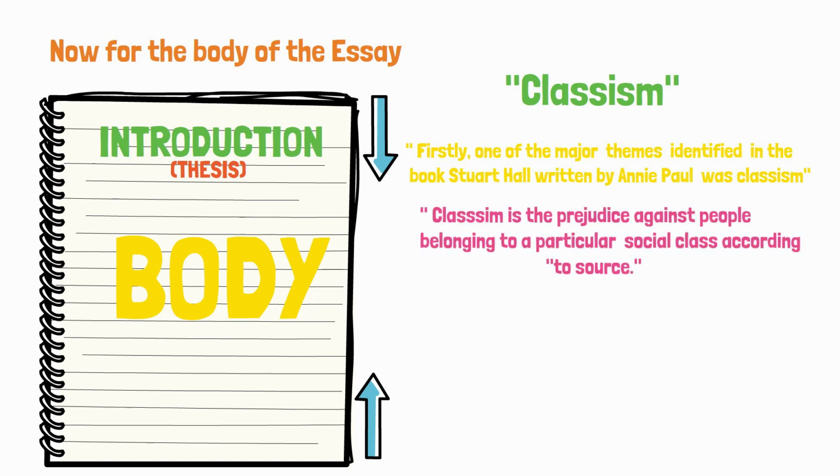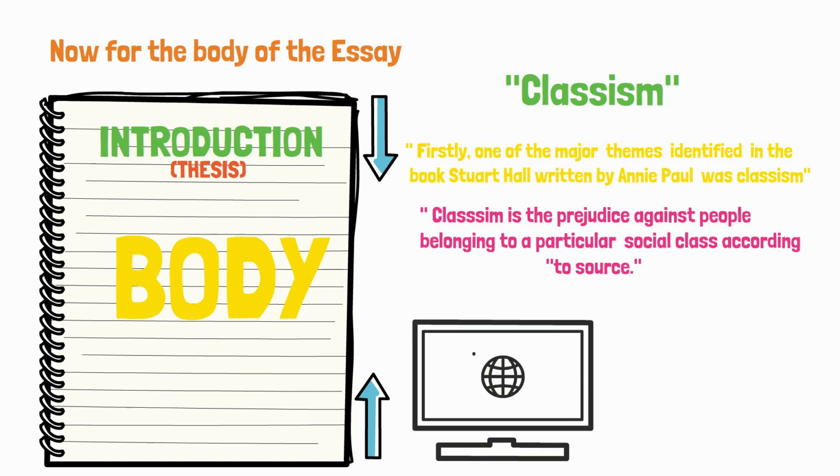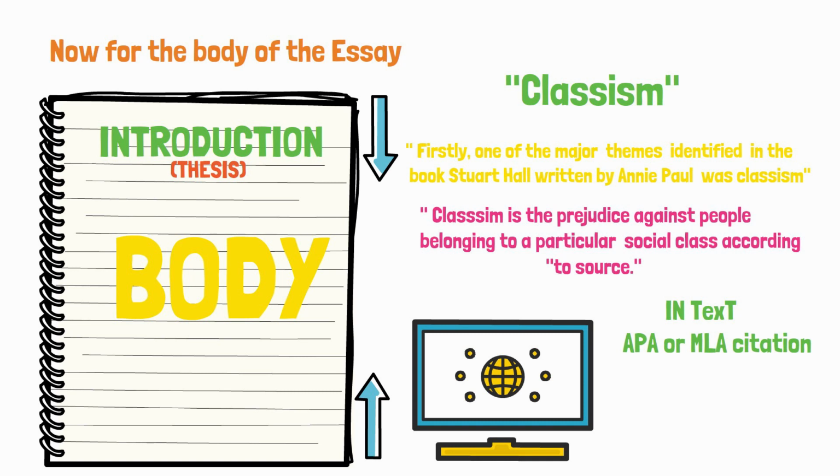Classism is the prejudice against people belonging to a particular social class, according to the source. So you'll have to find a source. And when I say source, I don't just mean that you're going to Google what is classism and then just copy and paste it into your essay. No, you're going to have to provide an in-text citation, either the APA or the MLA citation. It just depends on what your teacher says you should use.